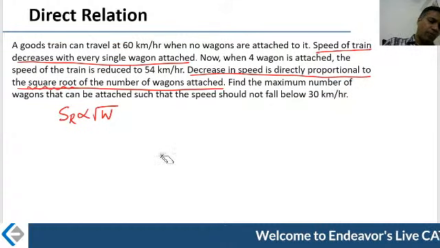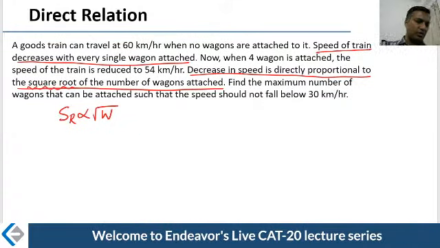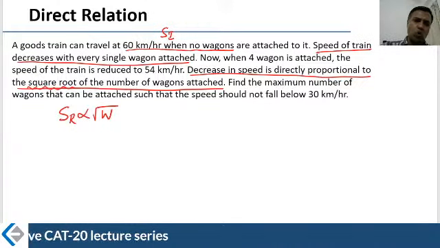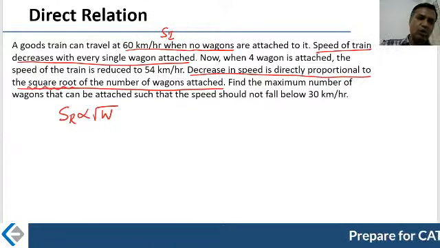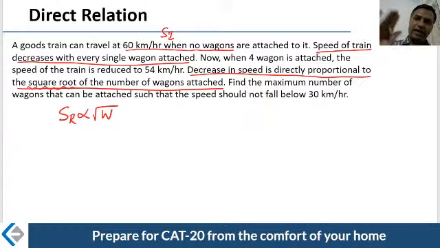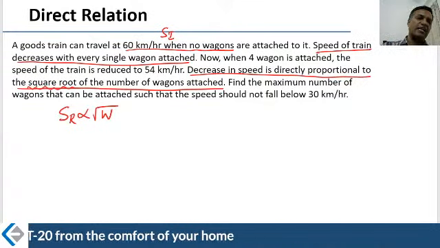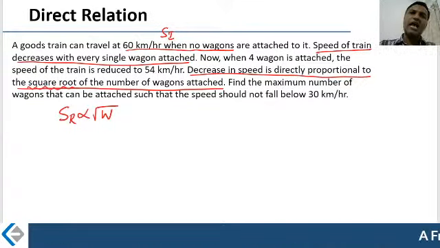Now, you would have already read this question further. Read this particular question. A goods train can travel with no wagons attached at 60. That's an ideal speed. Let me write it as speed ideal. Ideal means no load attached, laboratory condition, ideal condition. Ideal speed is 60 kilometers per hour. But the speed starts getting cut. All of it gets cut. Therefore, it becomes an actual speed.